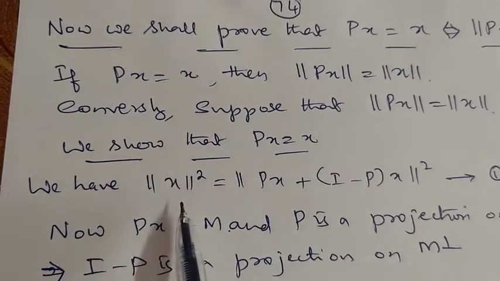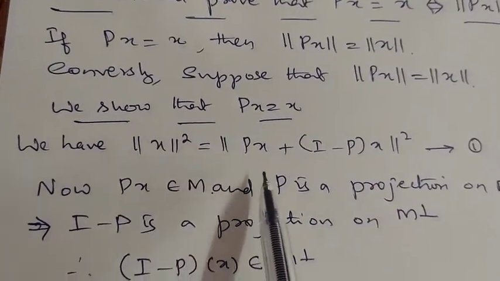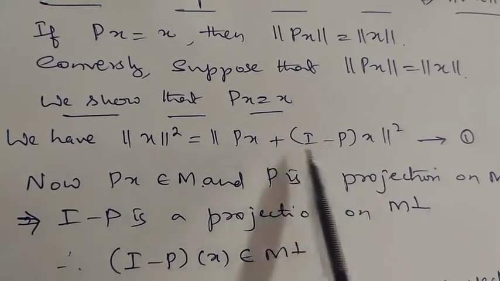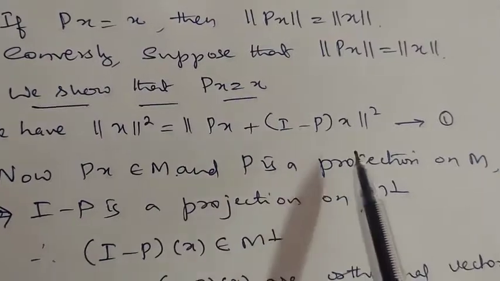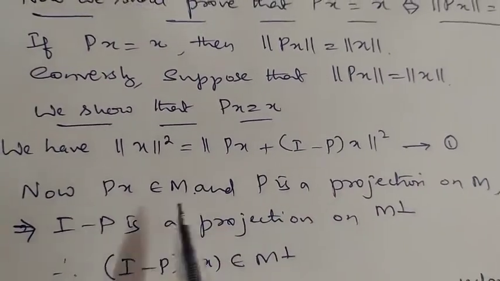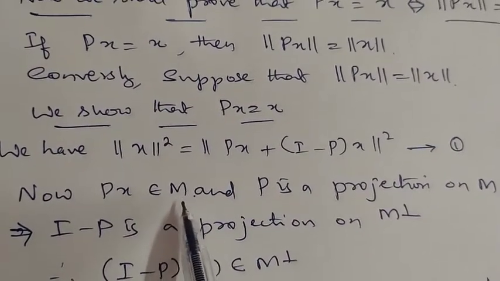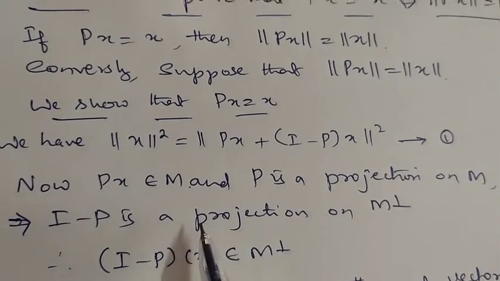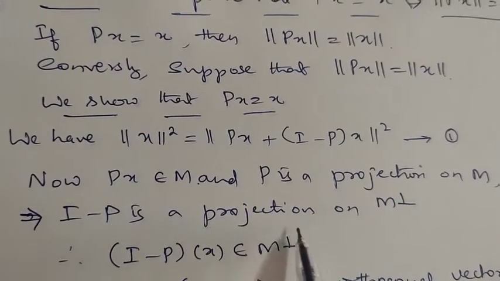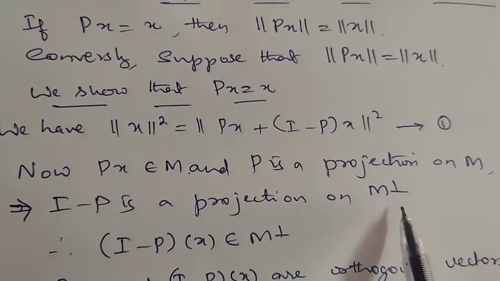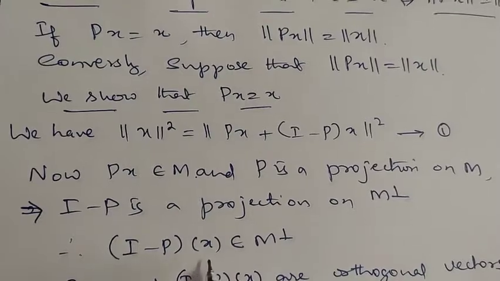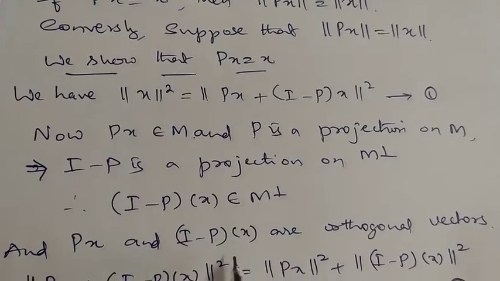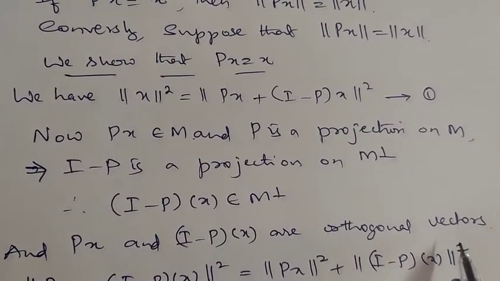Consider norm of X square. Norm of X square can be written as norm of P of X plus I minus P of X whole square, because if you expand this, you get norm of X square only. Call this number 1. Now P of X is an element of M. It belongs to the range of P, and P is a projection on M. In the last class we have shown that I minus P is a projection on the orthogonal complement, which is M perp. Therefore I minus P of X belongs to M perp. Therefore P of X and I minus P of X are orthogonal vectors.